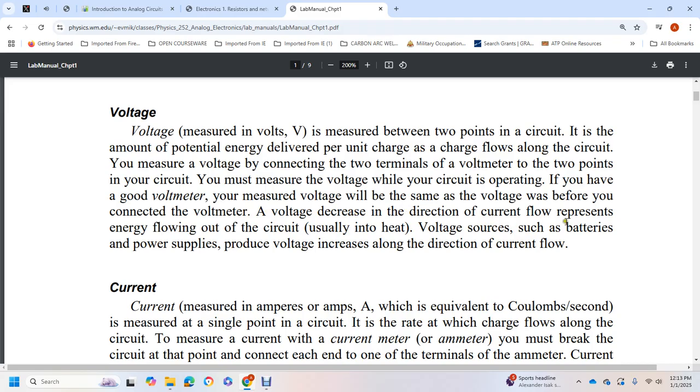Voltage decreases in the direction of the current flow, representing energy flowing out of the circuit, usually into heat. Voltage sources such as batteries and power supplies produce voltage along the direction of current.